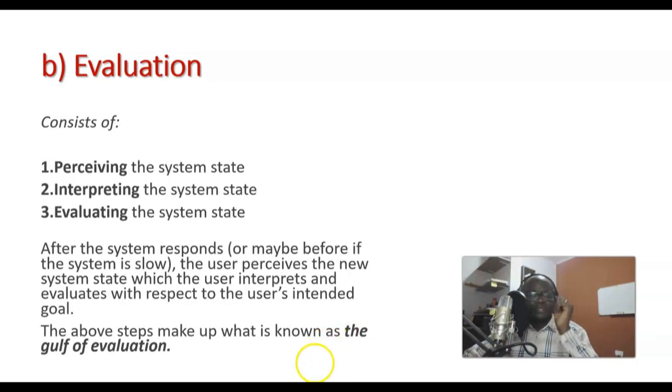Evaluation consists of perceiving the system state. So after you've performed an action, you perceive what is happening with the system. Next you interpret the state. After looking at what the system is doing, you evaluate: is this achieving my intention or not? So after the system responds, or maybe before if the system is slow, the user perceives the new system state, which the user interprets and evaluates with respect to the user's intended goal. And these three steps comprise what is known as the gulf of evaluation.